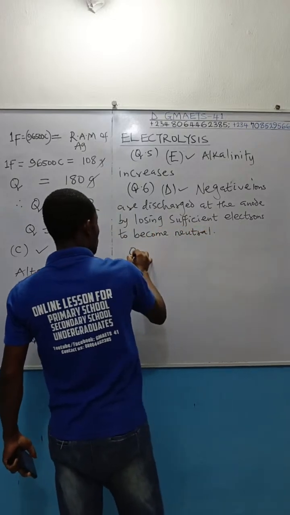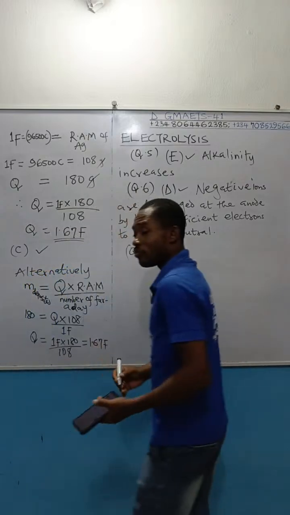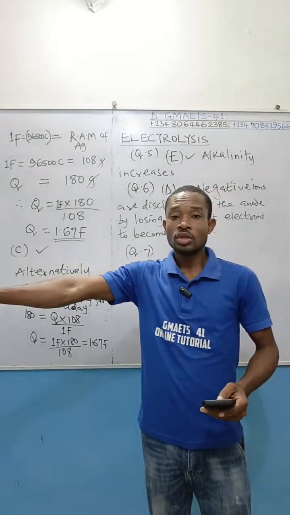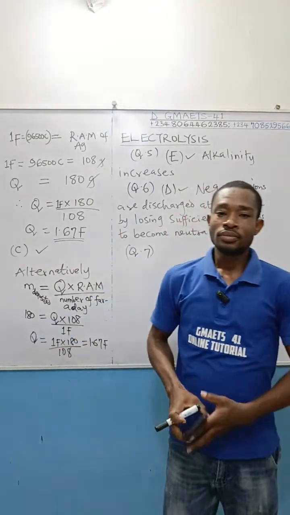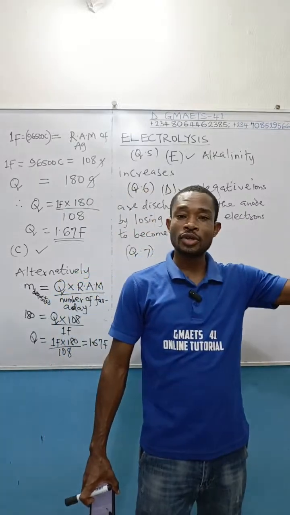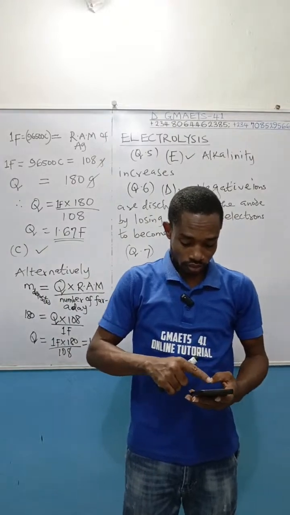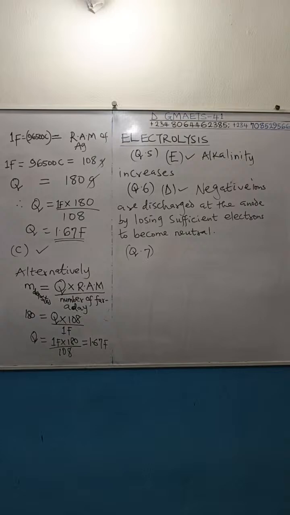All right, let's move on to question number 7. But before we move on to that, please take note. The same way negative ions will go to the anode to lose electrons, that is the same way positive ions will go to the cathode to pick electrons. I hope you are together, right? As I move on to the next question.